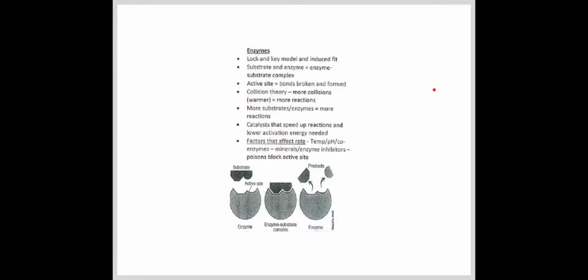So have a read through these notes here. More substrates or more enzymes means there are going to be more reactions. We look at something called collision theory. More collisions with the substrate and the active site means that we're going to have more reactions.